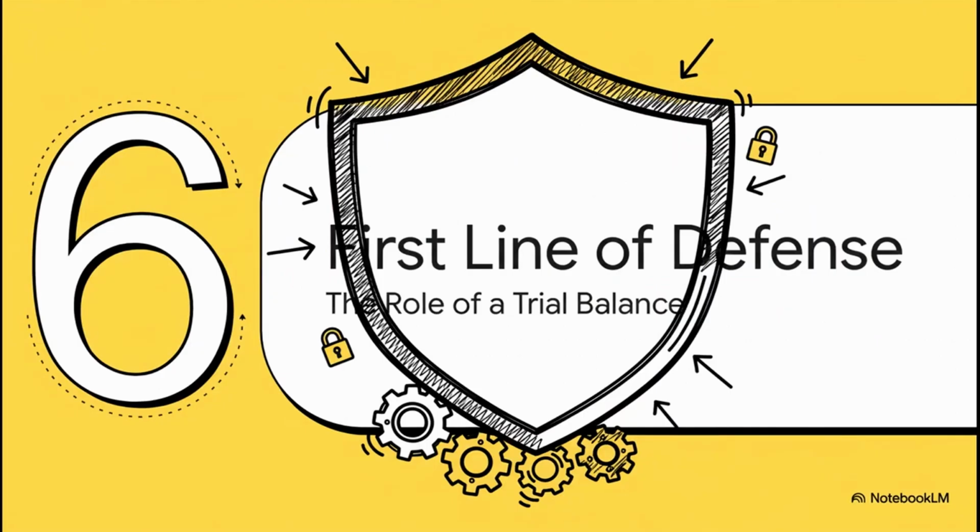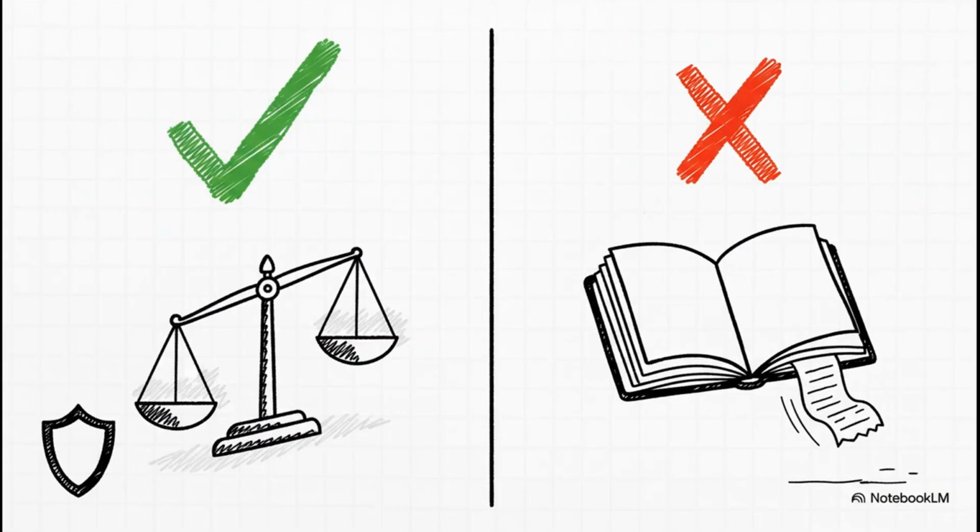So let's bring it all home. When you put all this together, what's the ultimate role of the trial balance in stopping these kinds of disasters? The crucial point is this. You have to remember what the trial balance is and what it isn't. It is your essential first line of defense. It's that first checkpoint. But, and this is the big but, it is absolutely not the final guarantee of accuracy.